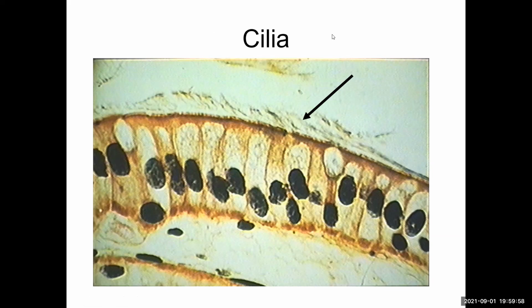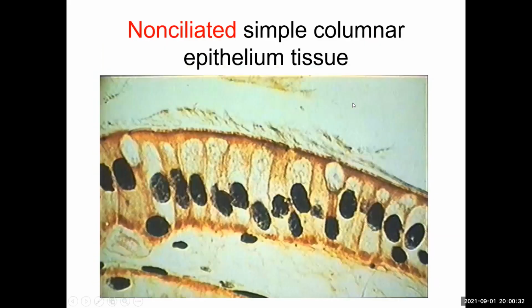All right, you can barely see it. You're absolutely right, Alexis, you can barely see that brush border. But for the purposes of this slide here, this will be the cilia, okay? Right here. So if you get this slide and it asks you to name the slide, you can write in just simple columnar epithelium. You don't have to include the term non-ciliated for our purposes here.